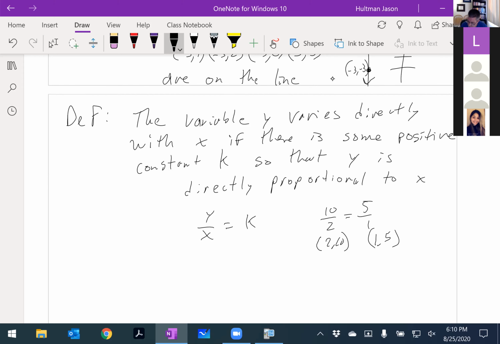A way to see that is that this is just a slope of k for a line. The proportionality constant is just the slope. How do I know that? Well, let's multiply both sides by x. And what do we get? We get y equals kx, and so k is the slope.